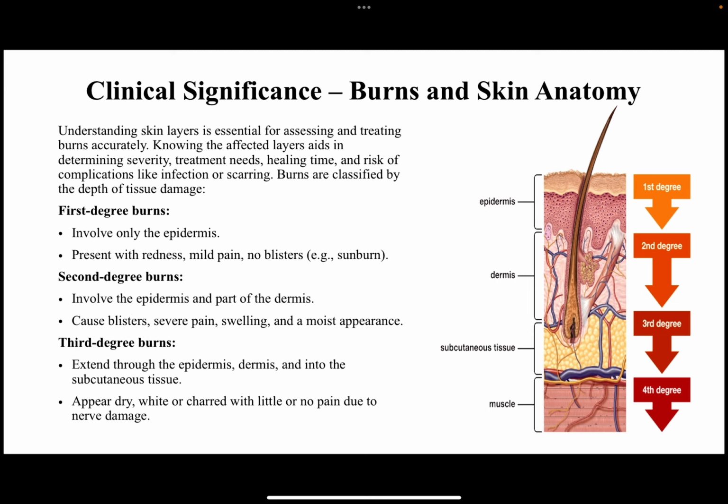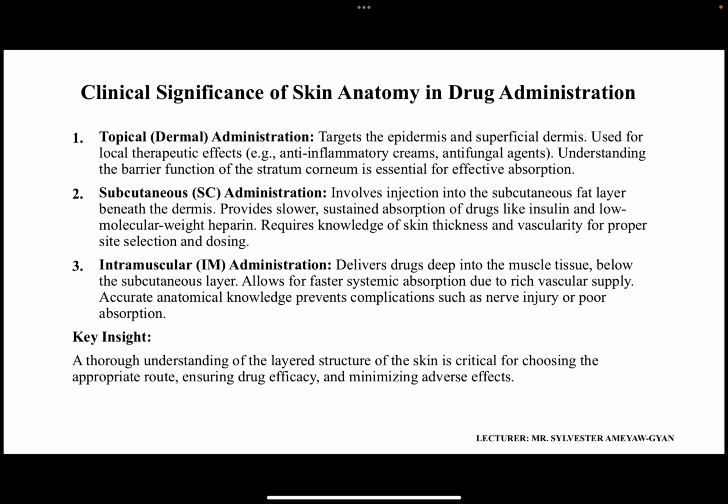If someone is having a third degree burn which is affecting the hypodermis or the subcutaneous tissue, it will help you to appreciate which structures are involved, because in the subcutaneous tissue or the hypodermis, we have a lot of larger blood vessels. Large blood vessels are within the subcutaneous layer. So understanding the integumentary system is very important to appreciate and understand burns. It's also very important in drug administration.